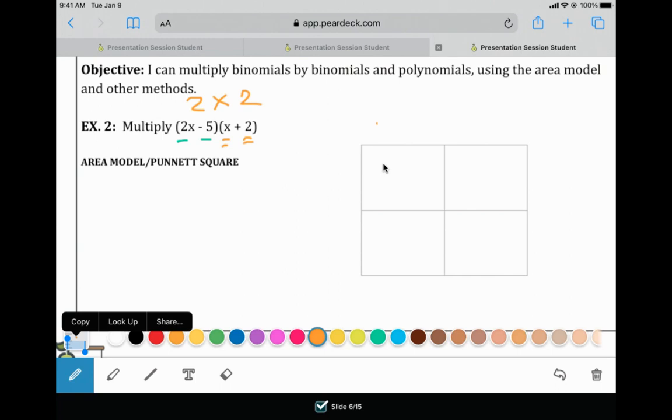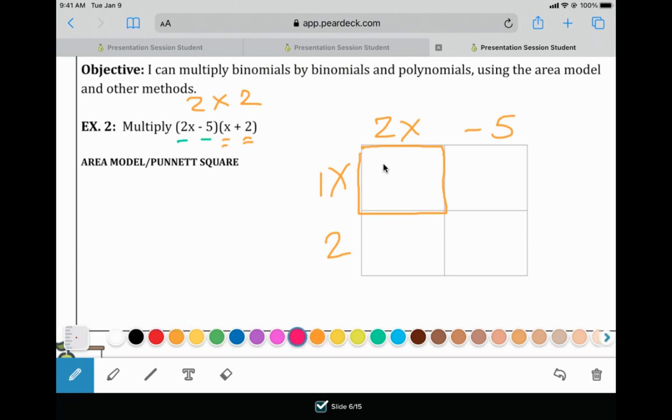So the first expression, I have 2x, negative 5. And then the second expression, I'm going to write that on the side. So this should be x, and this is 2. Okay, so step number 1, I'm going to multiply this first box. So it's length times width. So 2x times x. 2 times 1 is 2. x times x would be x squared because you add the exponents. This is like a 1. You add them, so that gives you a 2. You can go sideways or going down. It doesn't matter if you like to go sideways.